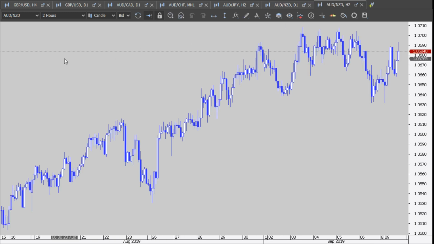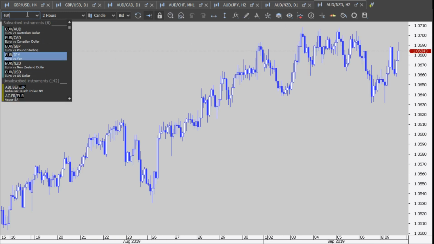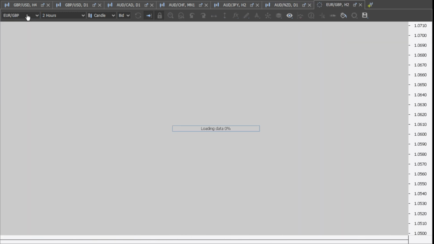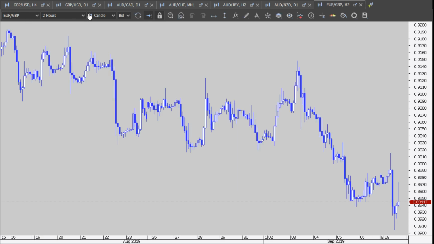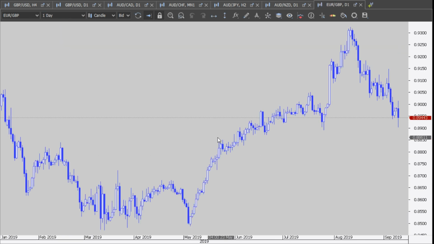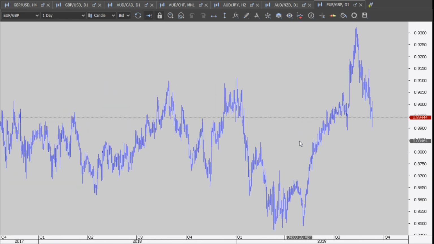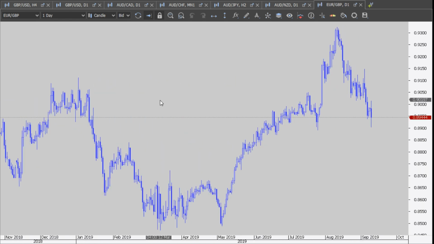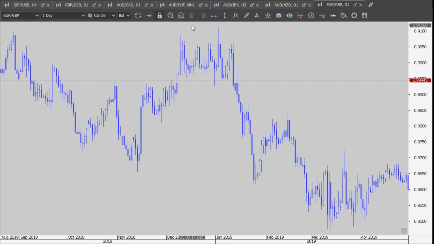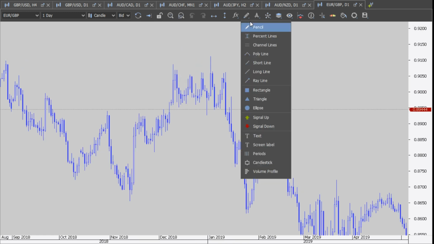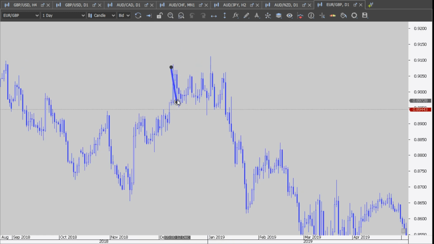AUDUSD. One great example of this is Euro GBP, I think. Euro GBP Daily Chart. Let's compress the chart. Okay, it's just an example, everyone. Right, sideways movement. 1, 2. There you go.